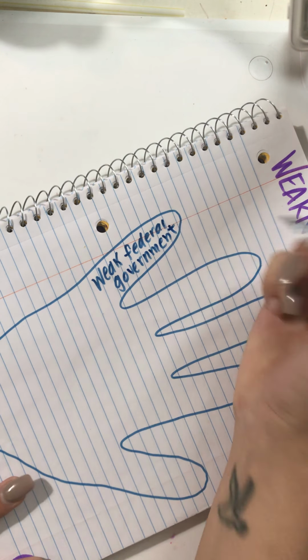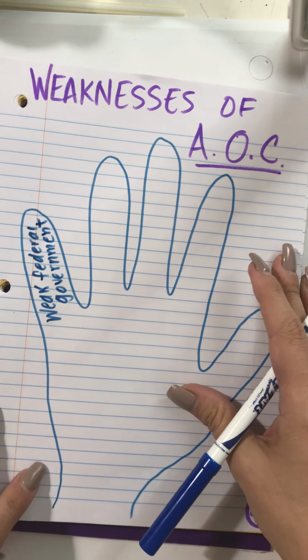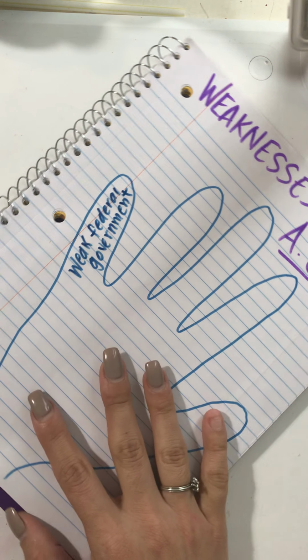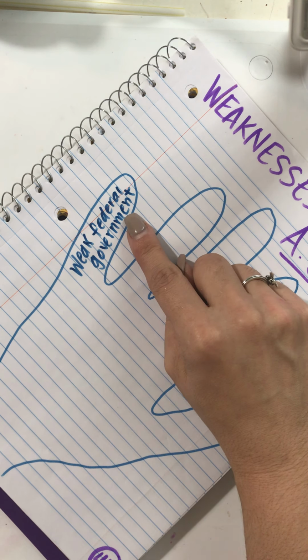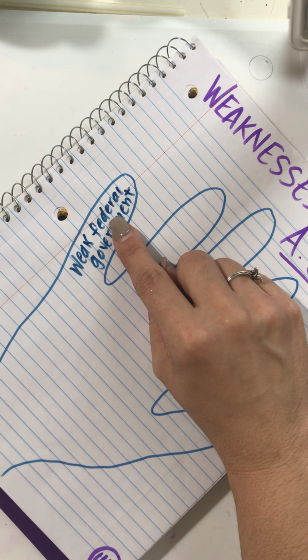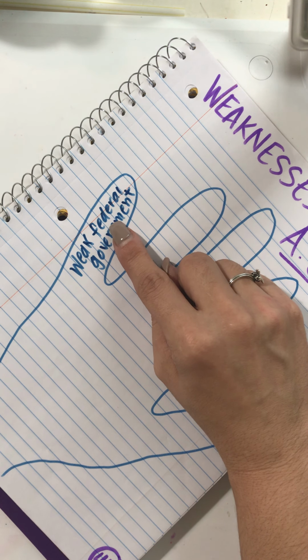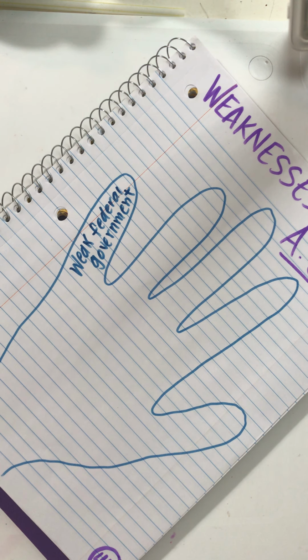Now, you can use your pencil, a marker, whatever you'd like. I love to beautify it by using colorful pencils or markers. So that is our weakest, a weak federal government. And when I say federal government, it's the same thing as central government, as national government. So just keep that in mind. If you see federal, national, central, they all mean the same thing.